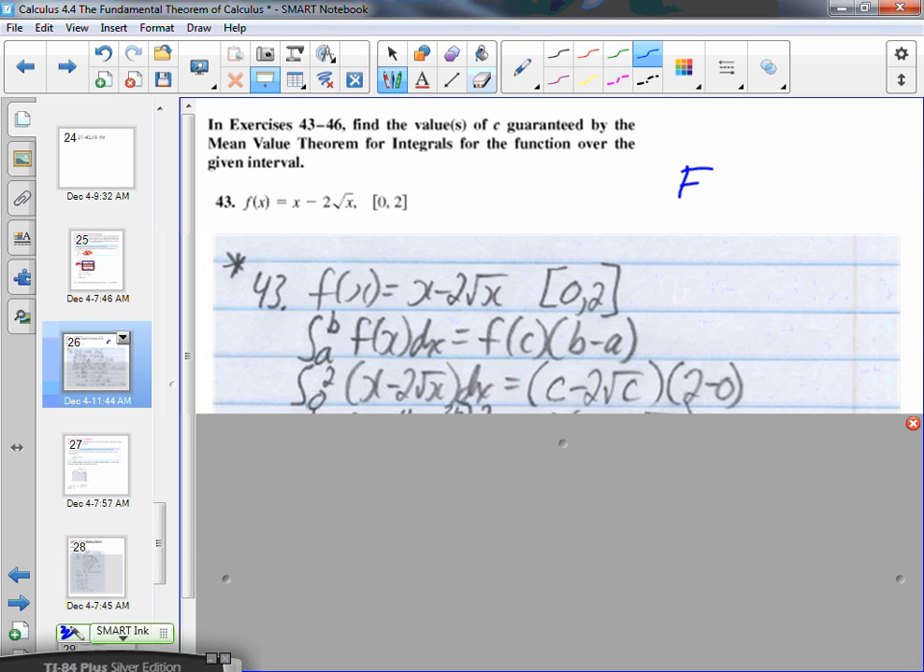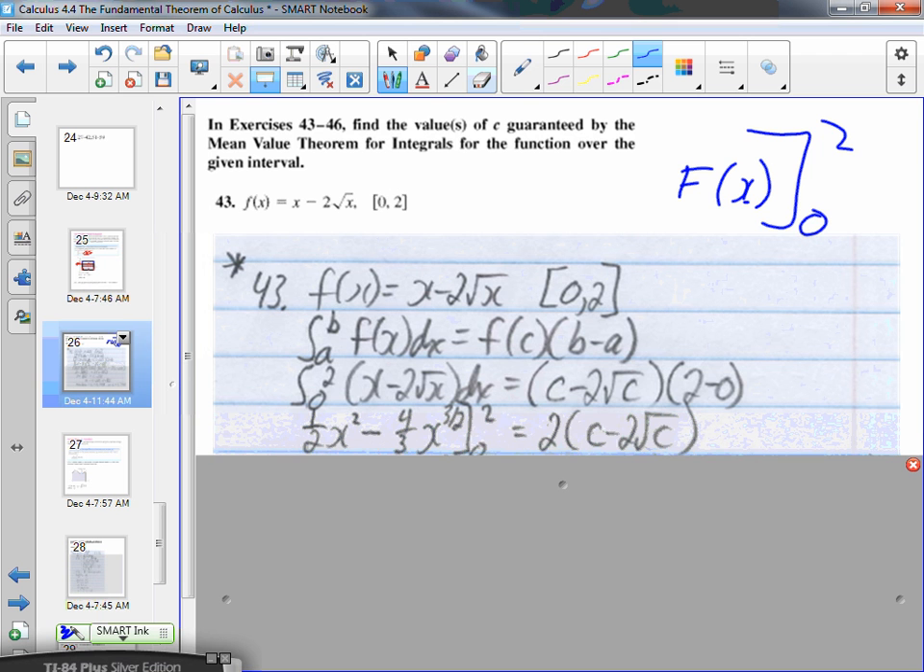So we're going to find this. We're going to find the antiderivative, and we're going to evaluate it from 0 to 2. So the antiderivative of x is 1/2 x squared. Now that 2 radical x, think of that as 2 times x to the 1/2, and then power rule the thing. So you add 1 to the exponent, make it a 3/2.